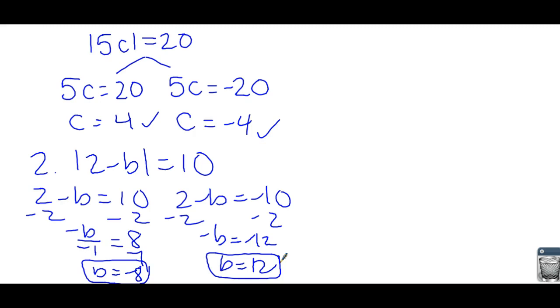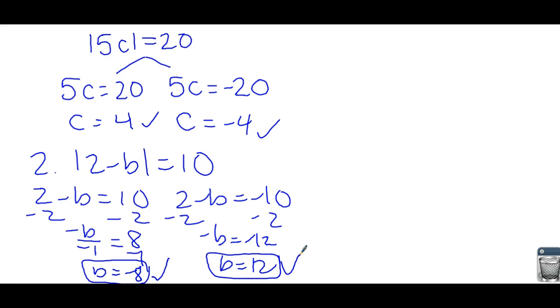So 2 minus negative 8 becomes 10. Absolute value of 10 is 10. 2 minus 12 gives negative 10. Absolute value of negative 10 is 10. So it checks.